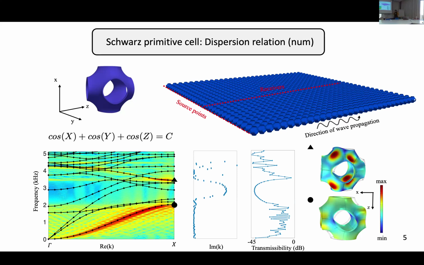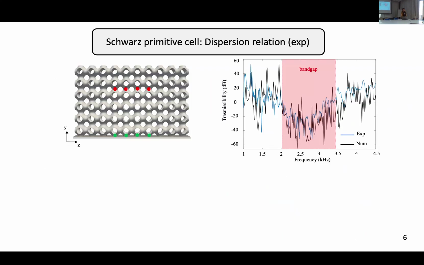Okay, so in this slide, I showed you that for the Schwarz primitive cell, we have a band gap. It's the out-of-plane mode, and it's a Bragg type. Also, the imaginary part of the wave number tells you it's a Bragg type. So these three conclusions are to be taken from this slide. But the thing is that in this slide, everything I showed you is numerical. So the next step is to go into the lab and test if we can really recover this band gap experimentally.